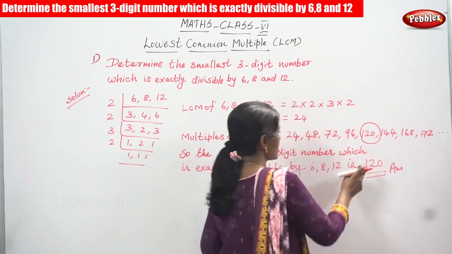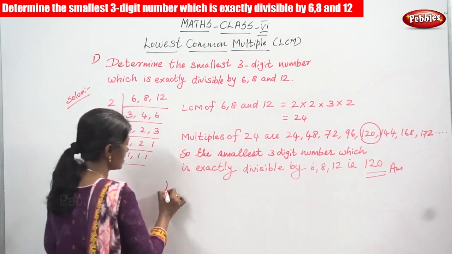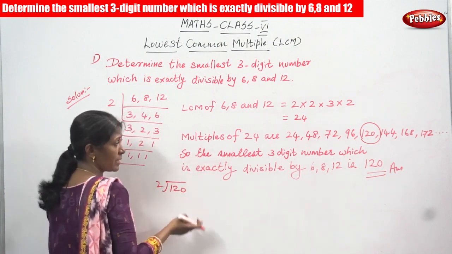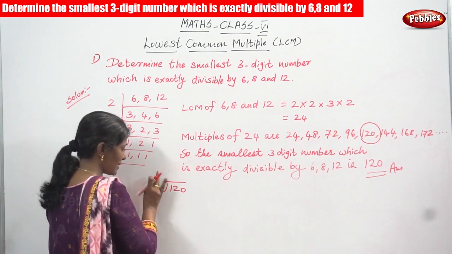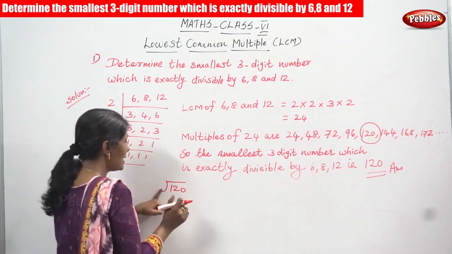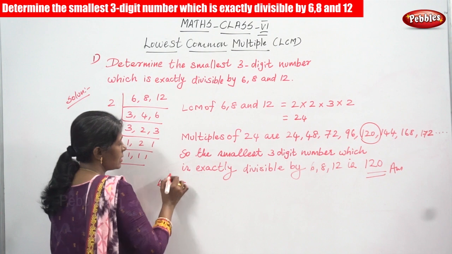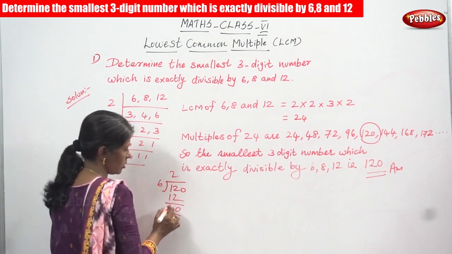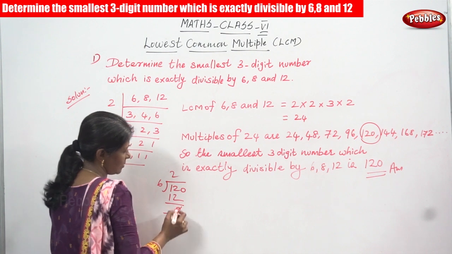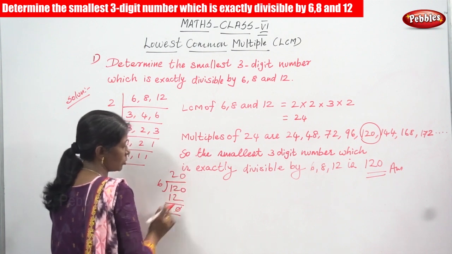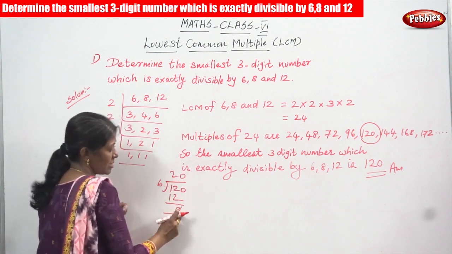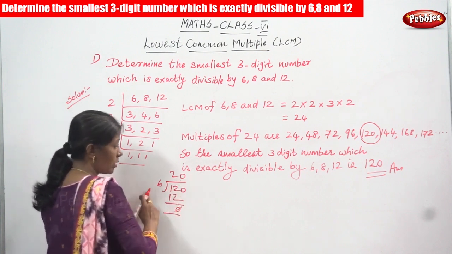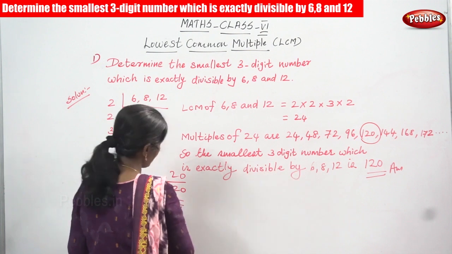Now let us check whether 120 is divisible by 6. Of course it is. 6 twos are 12, and 12 minus 12 is 0. Cancel the 0, and the remaining 0 you write on the top. So 20 is the quotient and 0 is the remainder. So 120 is divisible by 6.